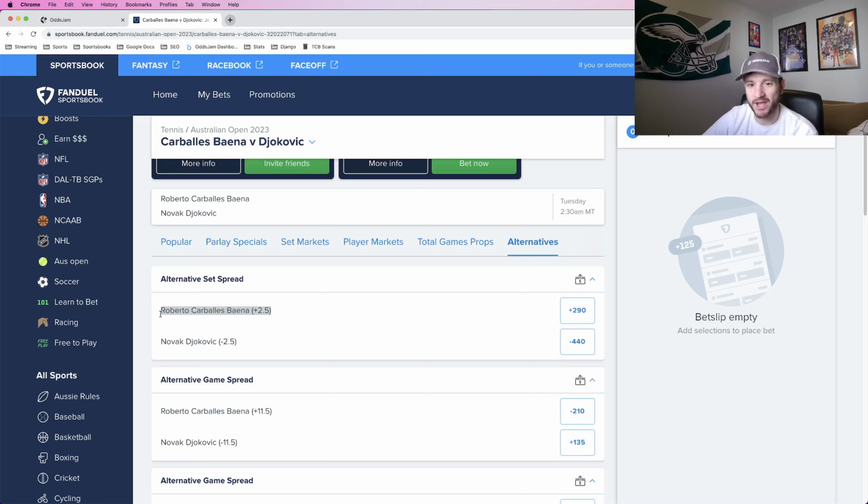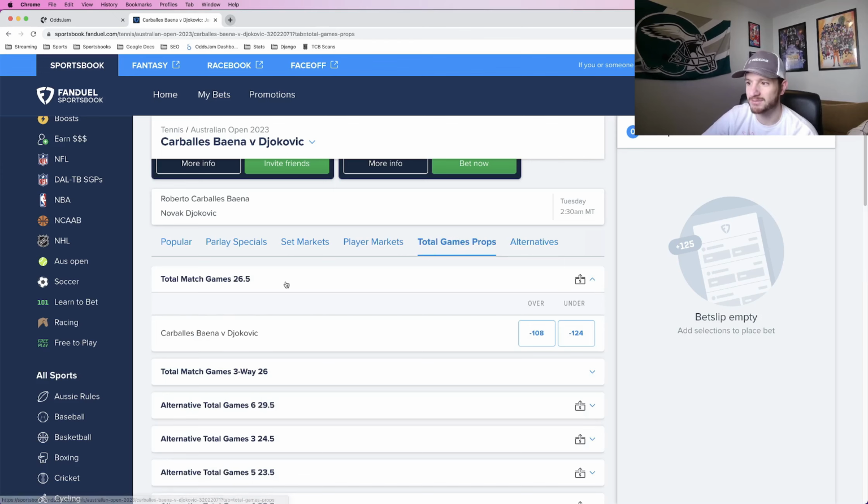You're still not quite sure that you're confident enough he's going to win straight up, but you do think he's going to keep it close. So why not get, instead of plus 10.5, plus 2.5 at plus 290 odds while still betting on him to cover some sort of spread, but at much better odds.